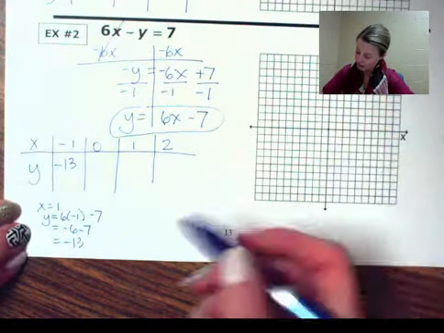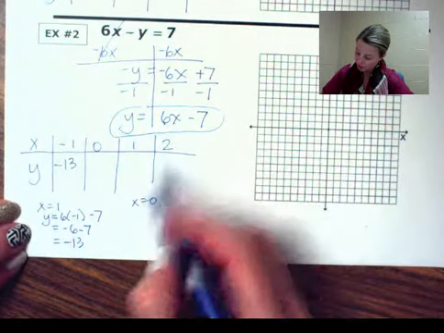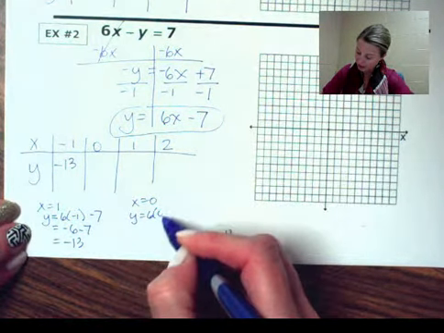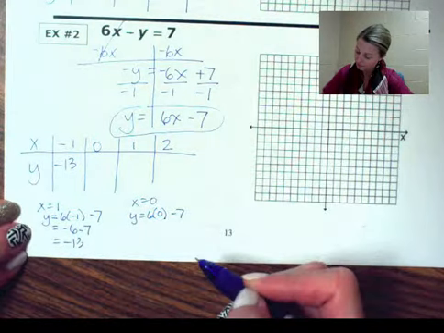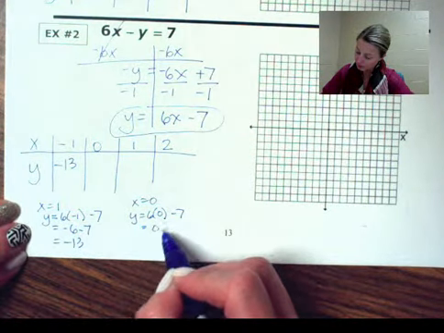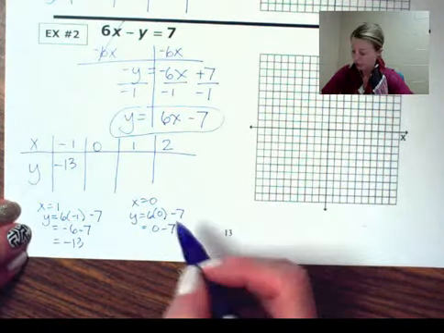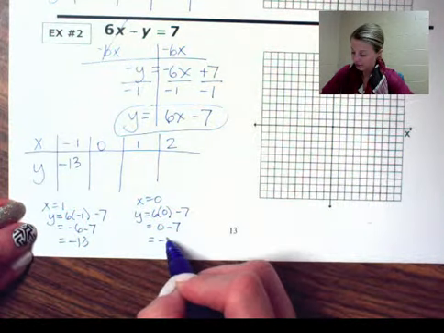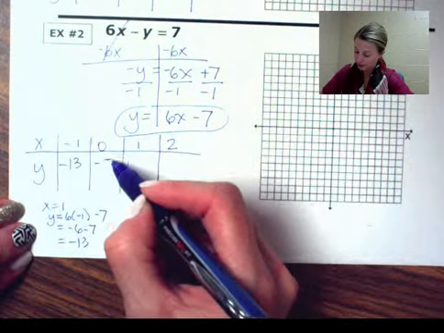Okay, next is x equals 0. So I will be doing y equals 6 times 0 minus 7. 6 times 0 is 0. And then 0 minus 7 is -7. So 0, -7.